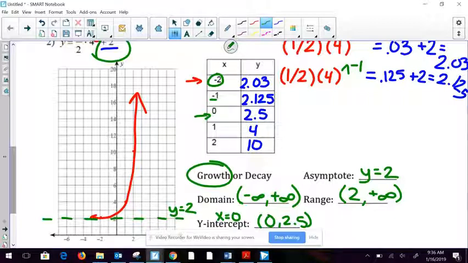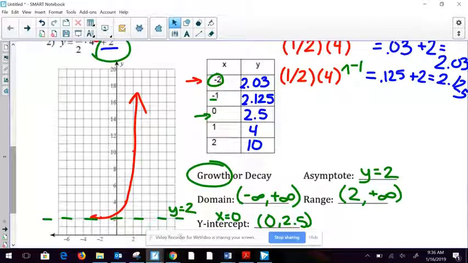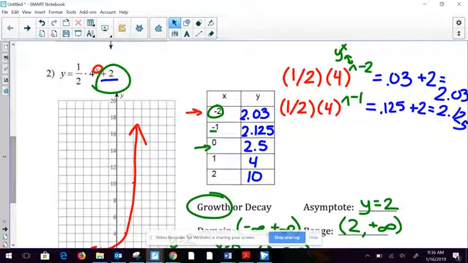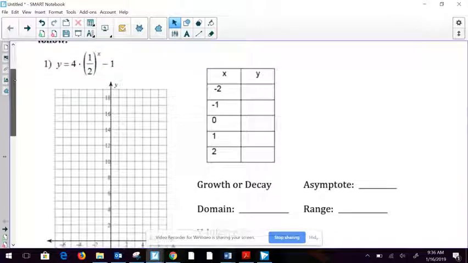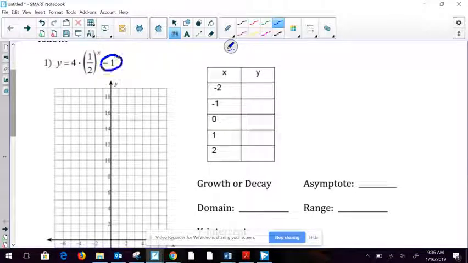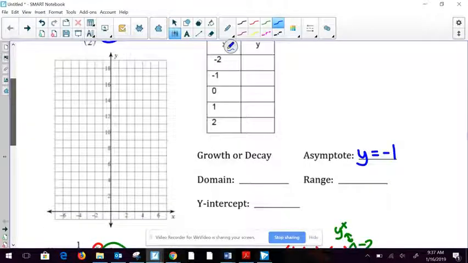Good. Now let's go backwards to number 1, now that we figured out that our asymptote is whatever's being added or subtracted. So if we look at equation number 1, do you all see that a -1 is being added or subtracted in the end? Great. So that is my asymptote, y equals -1, meaning when I graph it, I am not going to cross that line of y equals -1. That's where my dashed line goes.